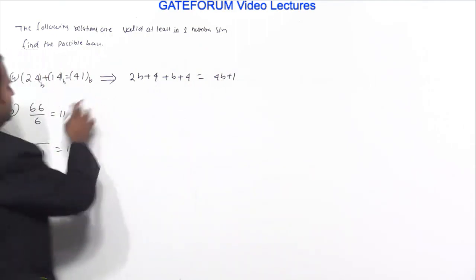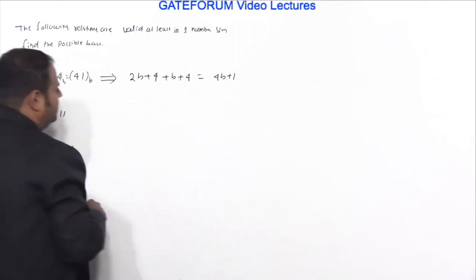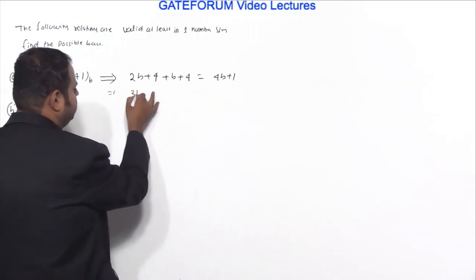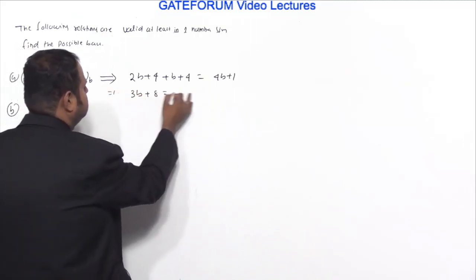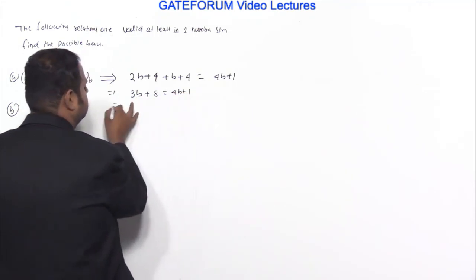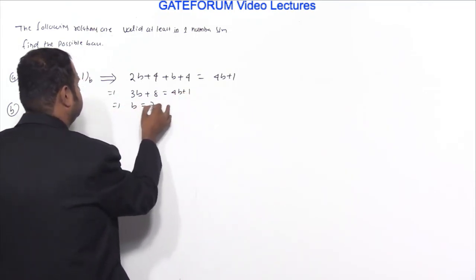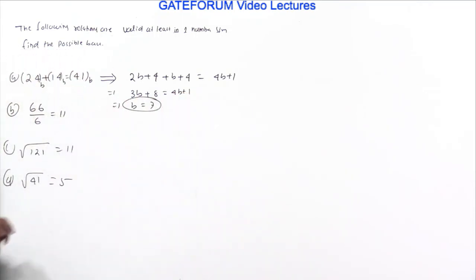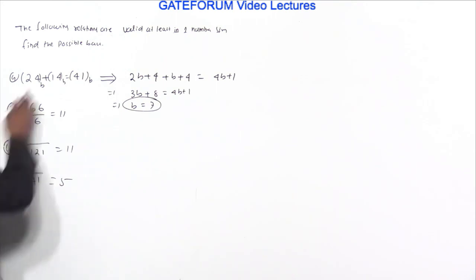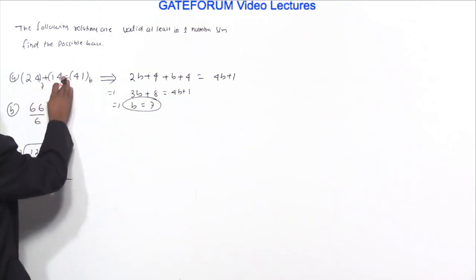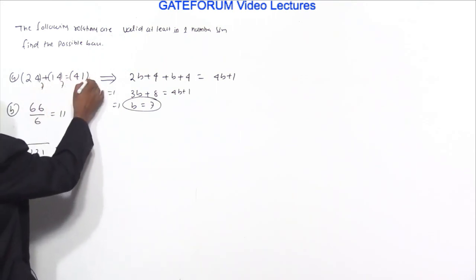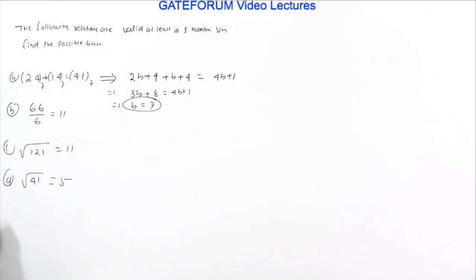Now this is in base 10. So this is in base b, this is in base 10 now. If you simplify this, 3b plus 8 is equal to 4b plus 1. So b happens to be 7. So base b happens to be 7. So what is the base of this number system? This is 7. So 24 base 7 plus 14 base 7 is equal to 41 base 7. You can even verify this by taking it into the base 10 format.